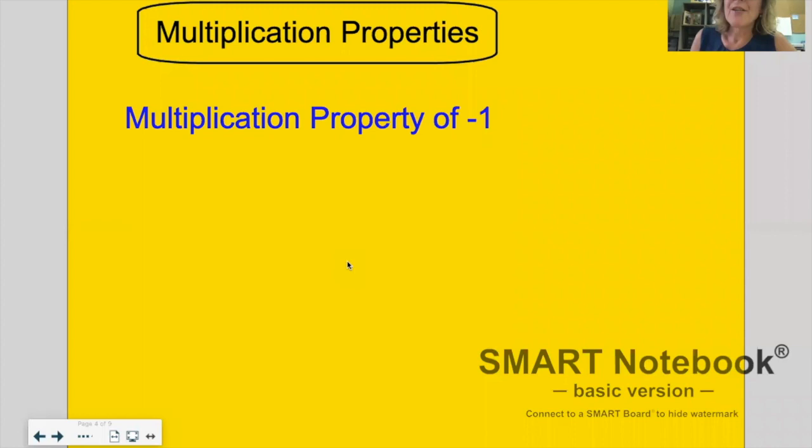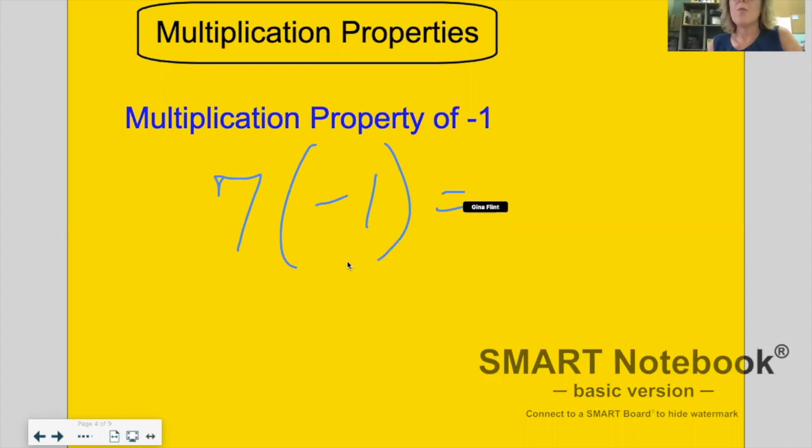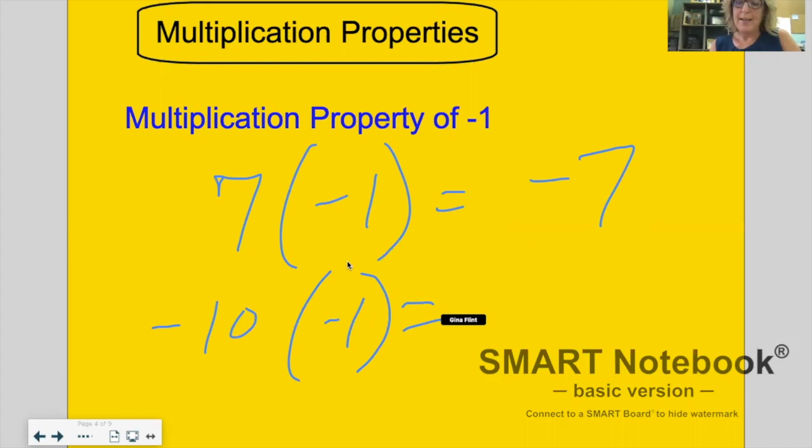Now, this next property is one you haven't heard before, but I think it'll make logically a lot of sense. The multiplication property of -1. So let's think about this. If we had the quantity of 7 and we multiplied it times -1, the result is -7. Well, what do you think that property says? Let's say we had -10 and we multiplied it by -1. The result would be 10.